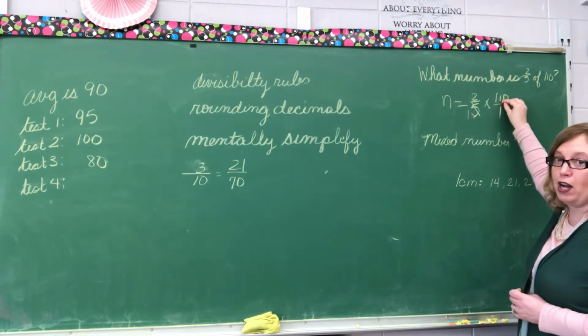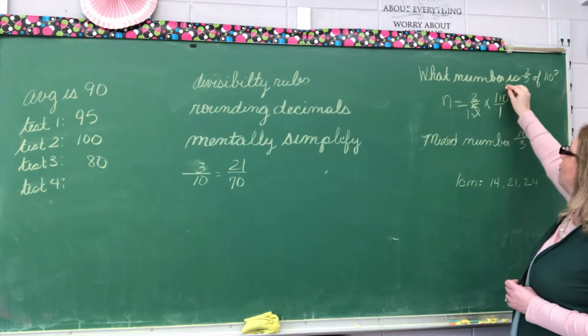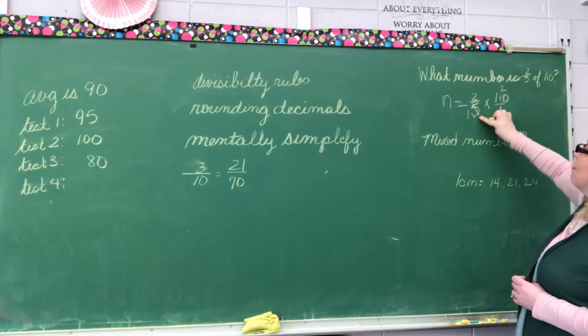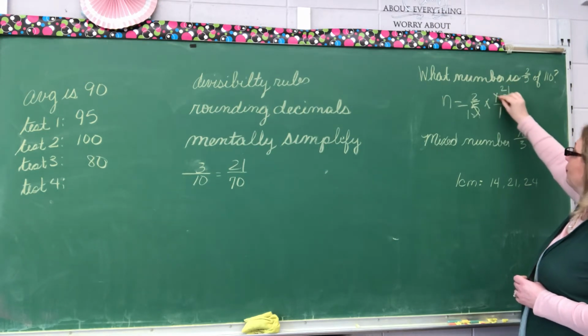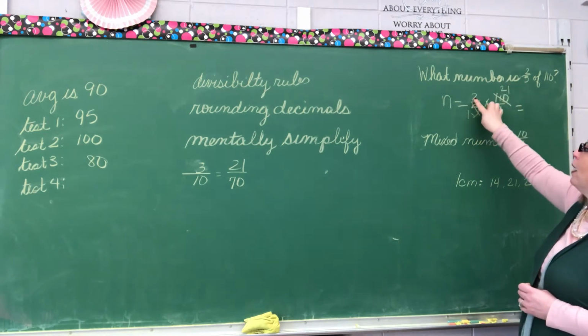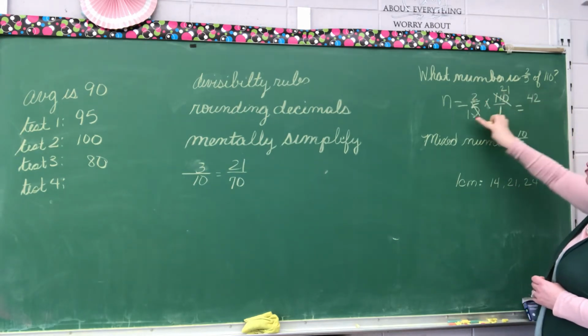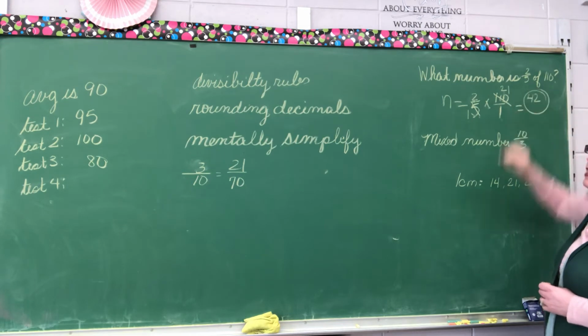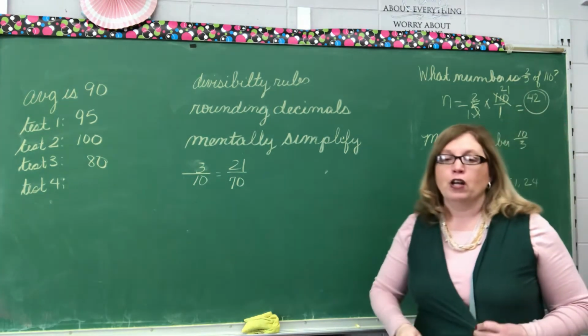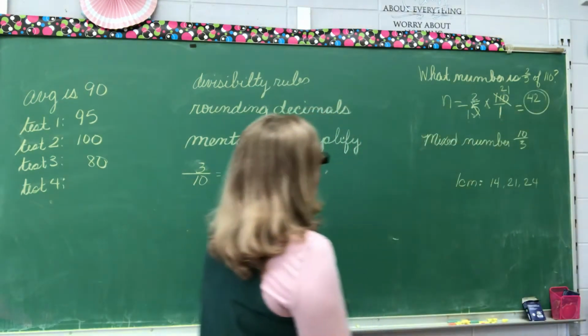5 goes into 110. Well, 5 goes into 11 2 times. 5 goes into 10 1 time. Now, we multiply. 2 times 21, we get 42. 1 times 1 is 1. The answer is 42. Look at the next type of problem.